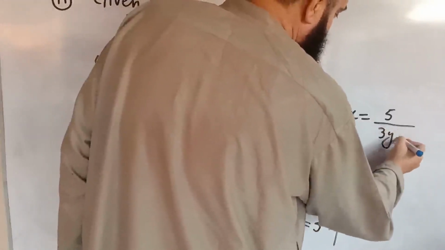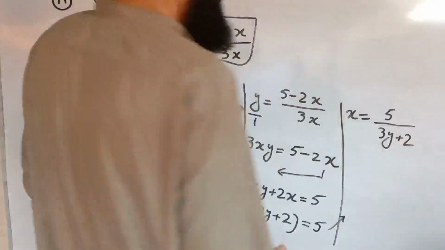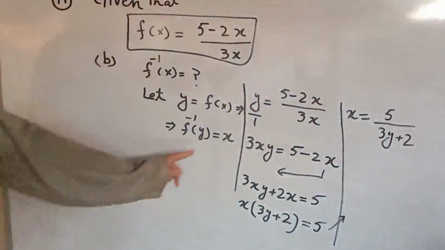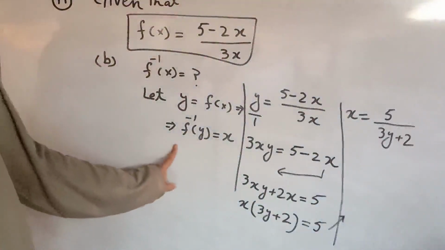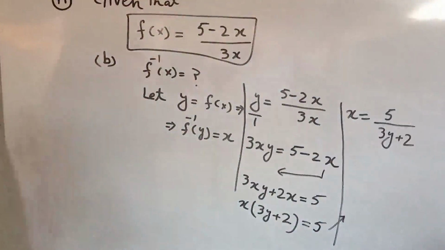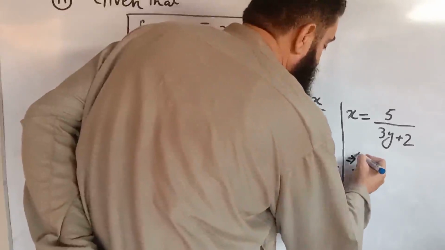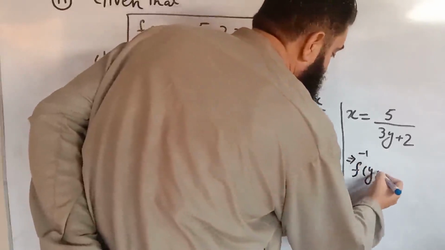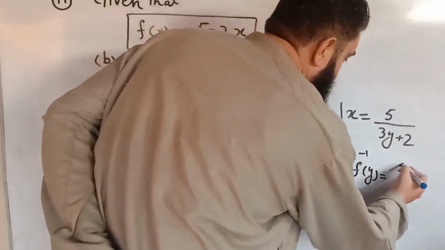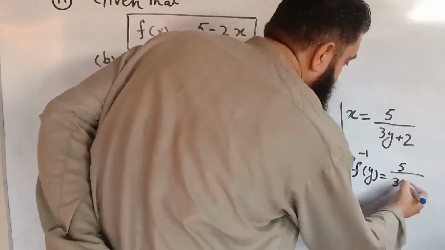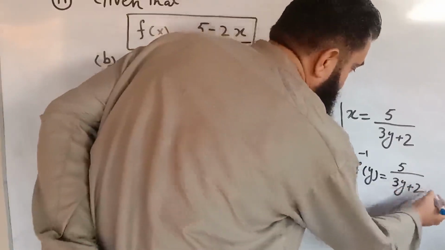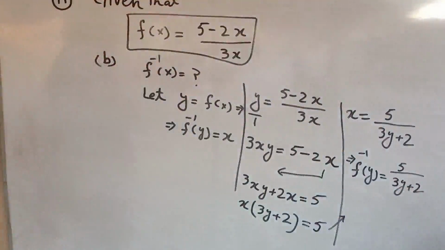3y plus 2. ये x आ गया. अब x इसके बराबर है, x is equal to f inverse of y. Therefore, we can write f inverse of y is equal to 5 over 3y plus 2. ये क्या बन जाएगा, f inverse of y. What will be f inverse of x?